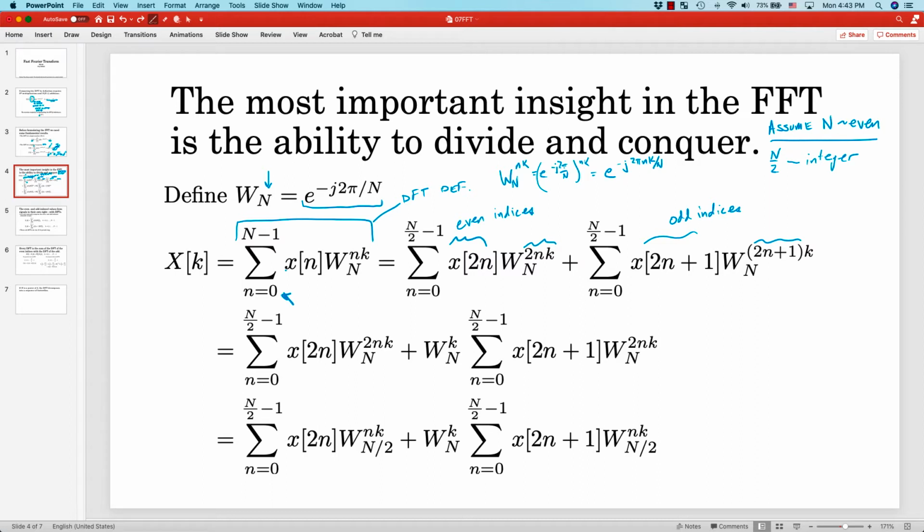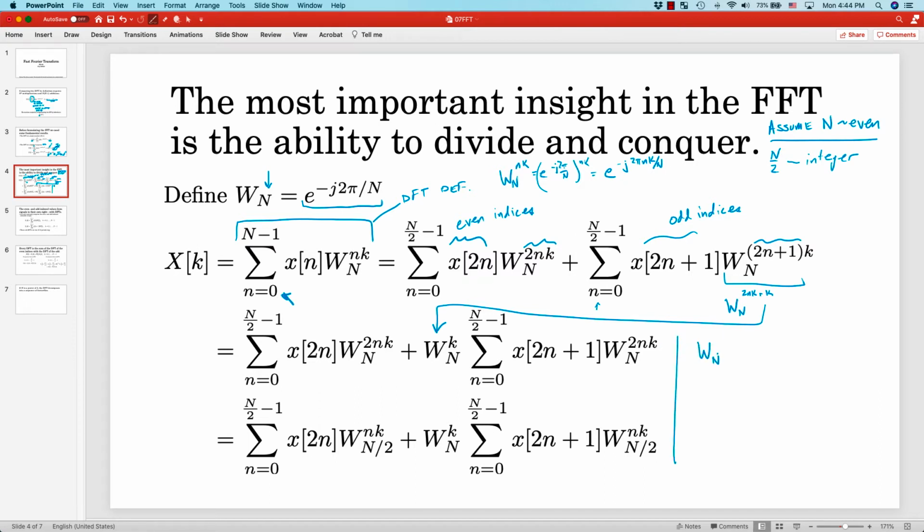And so the benefit of doing this is that this term now looks like W sub N to the 2nk plus k, and the k is not being summed, and so it actually pops out here. And now I have W sub N to the 2nk in both of these sums. And let's take a look at what that can be broken down into.